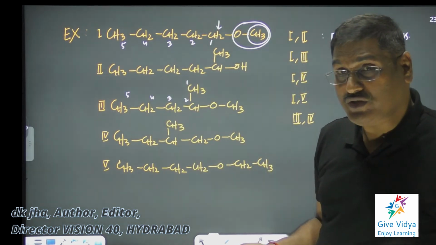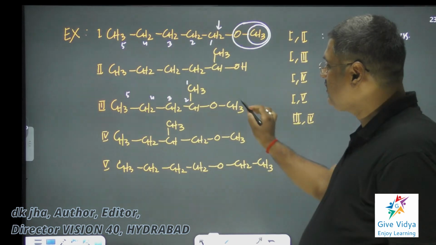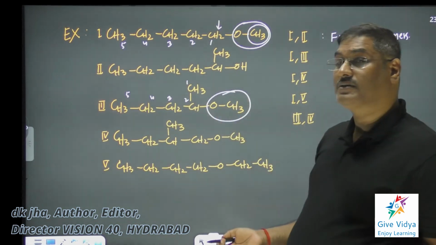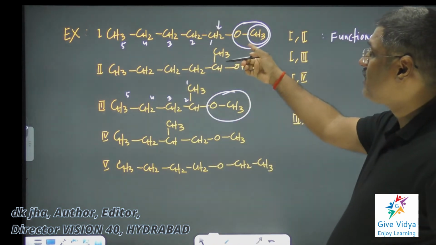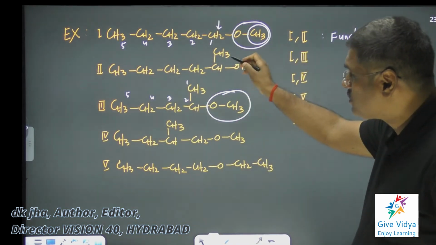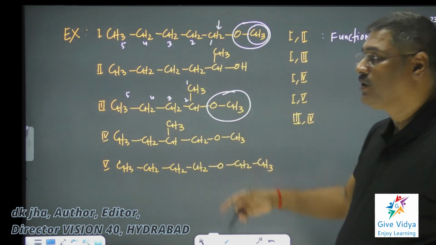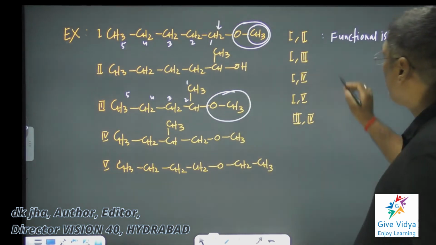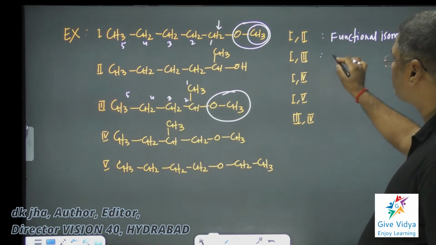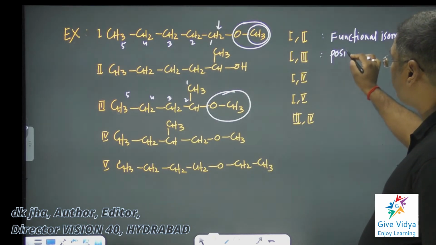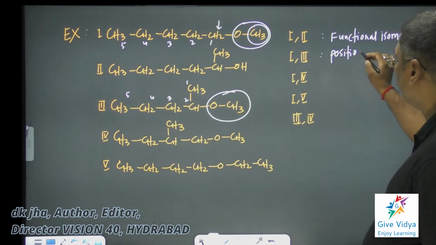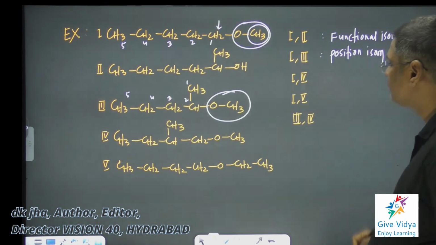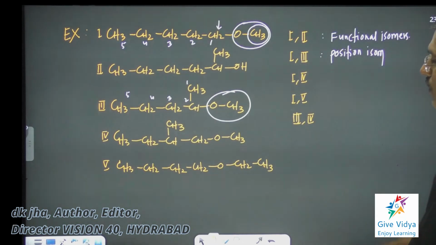Then what is the change? Change in position of OCH3. Yes. This one, first, 1-methoxypentane, third one 2-methoxypentane. And so 1 and 3, these two are certainly position isomers. Correct. What about 1 and 4?